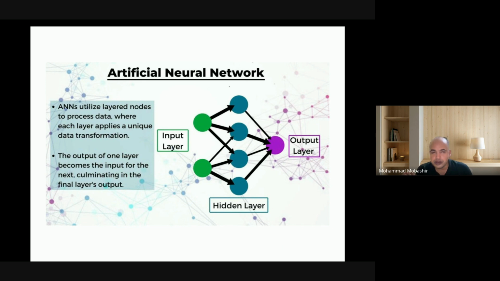which is denoted by ANN. And when we are saying ANNs, that means artificial neural networks, utilize layered nodes to process data where each layer applies a unique data transformation. So the output of one layer becomes the input for the next layer, culminating in the final layer's output. And the same thing could be presented in the right side figure where you can see the input layer, hidden layer, that is middle layer, and output layer.